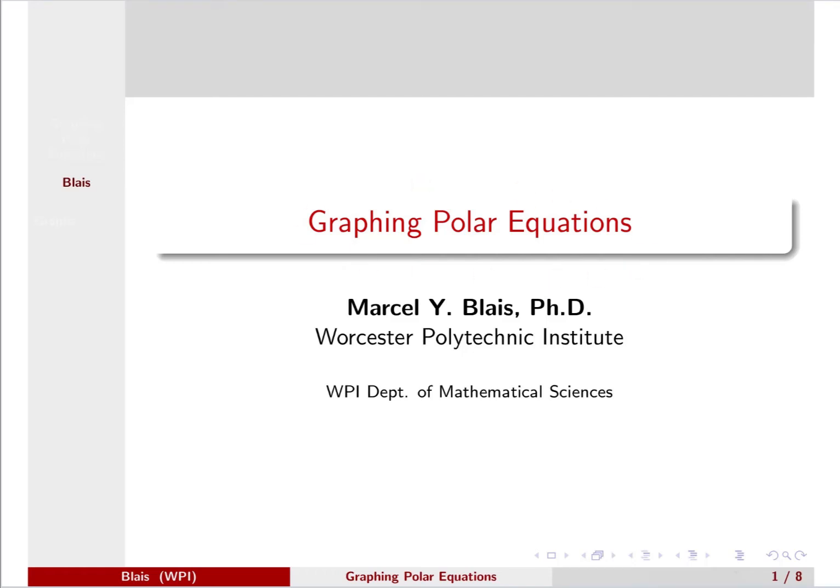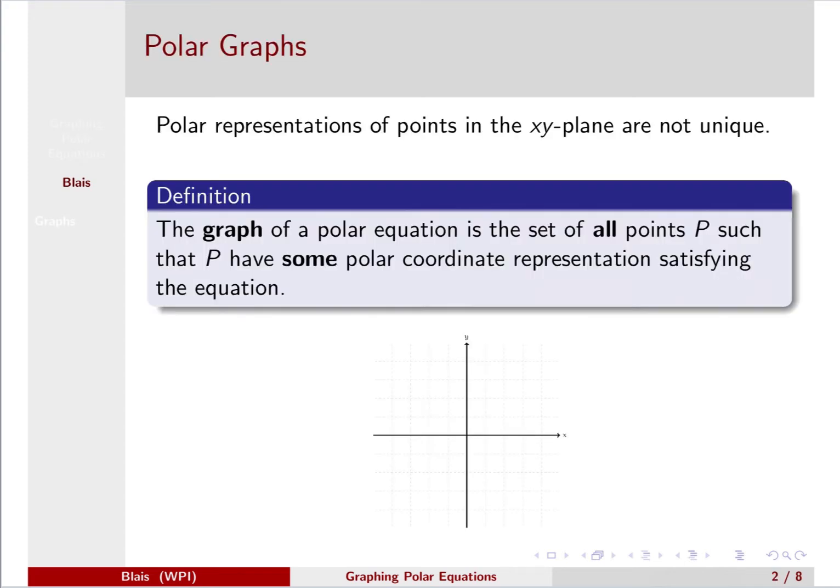In this lecture, we will be covering the topic of graphing polar equations. So, recall that one of the issues with polar coordinates is that polar representations of points in the xy plane are not unique. As a result, we define the graph of a polar equation as the set of all points, P, such that each P has some polar coordinate representation satisfying the equation. This means all of the polar coordinate representations for the point don't have to satisfy the equation. You just need at least one.